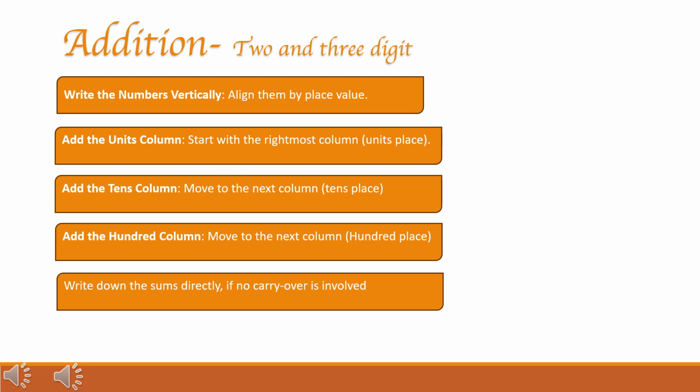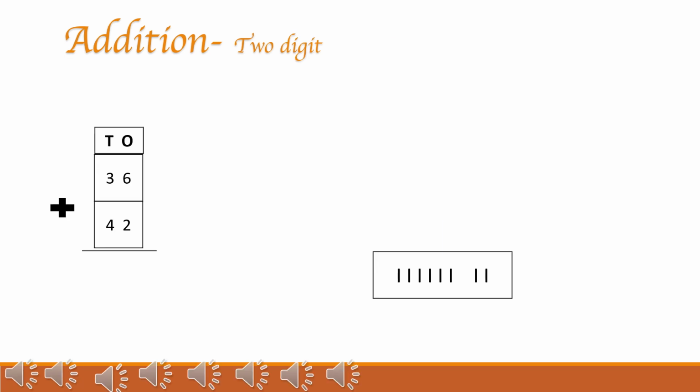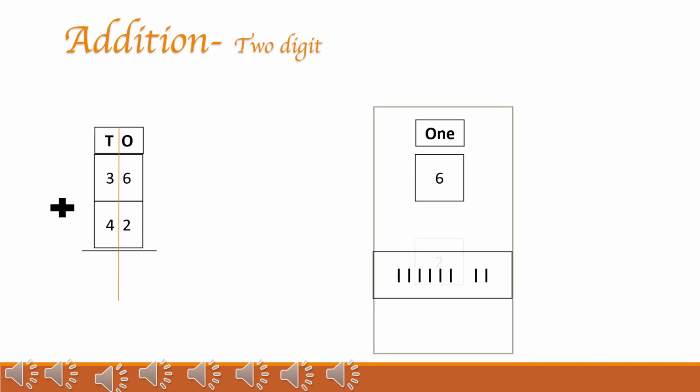So let's learn how we align the digits by their place value, how we start the addition, and how we conclude the summation. We have to add 36 and 42. First we will identify the ones place and tens place in both the numbers. Here we are drawing a line to align both the digits for our better understanding. Aligning the numbers makes the sum easier.